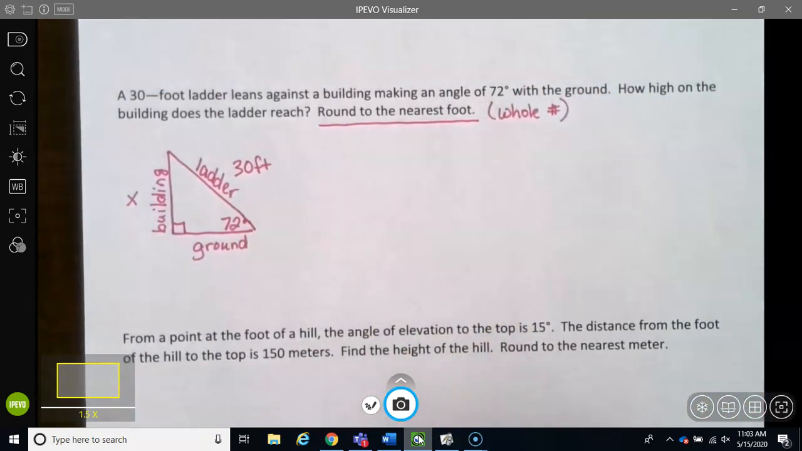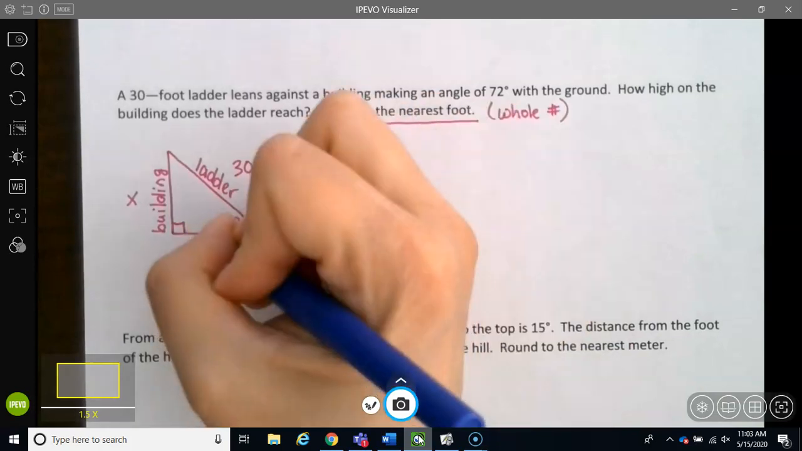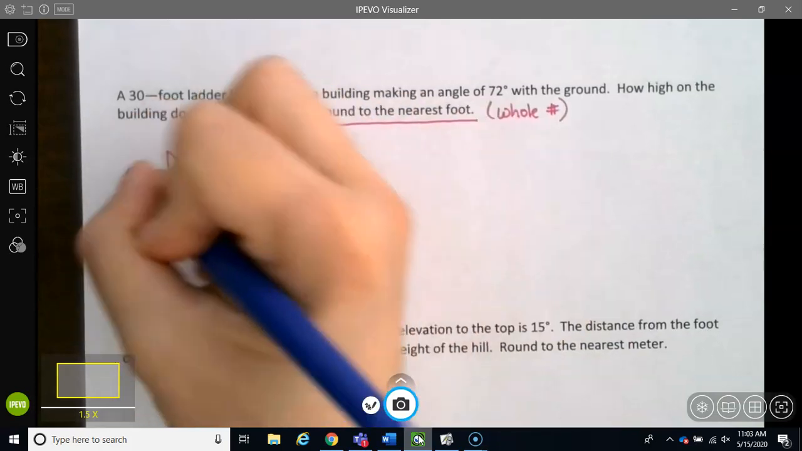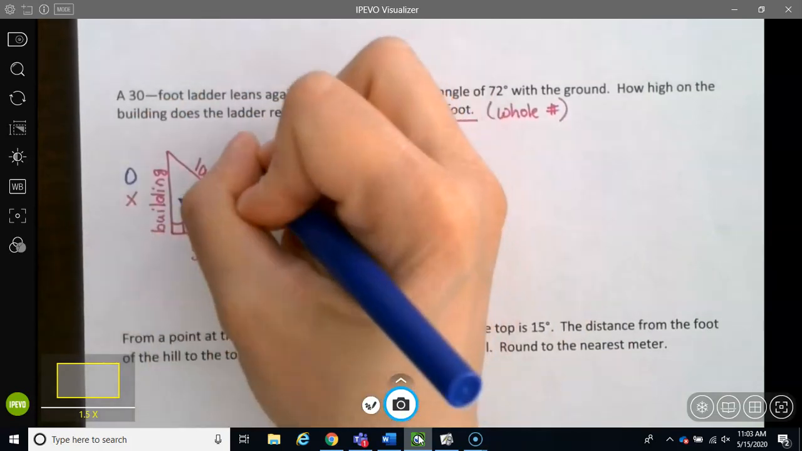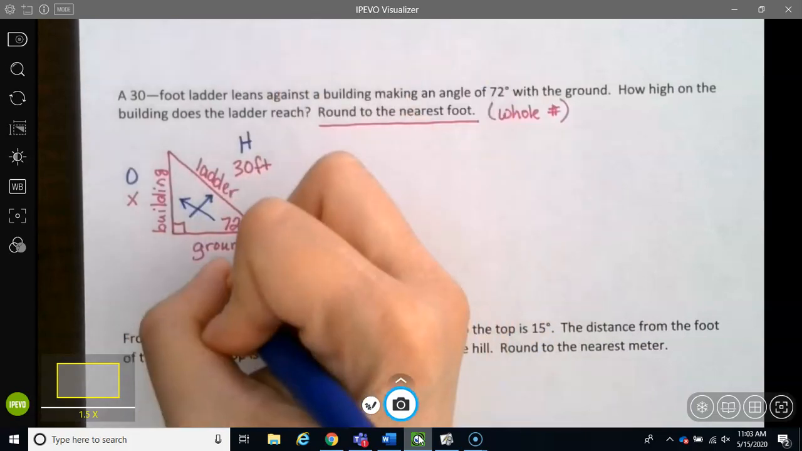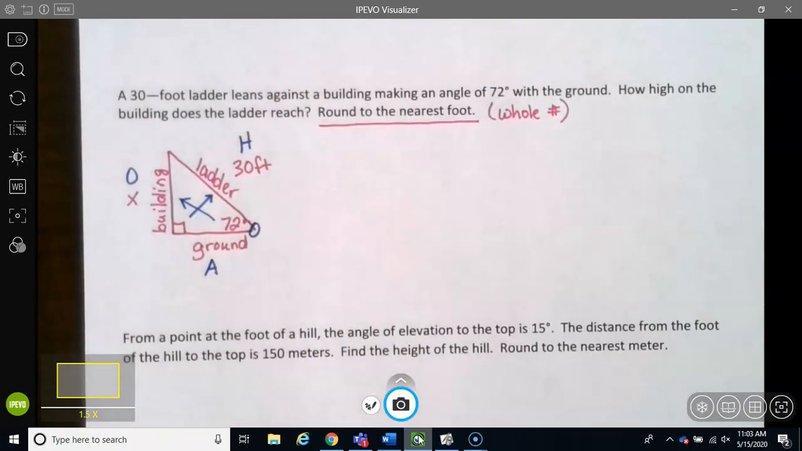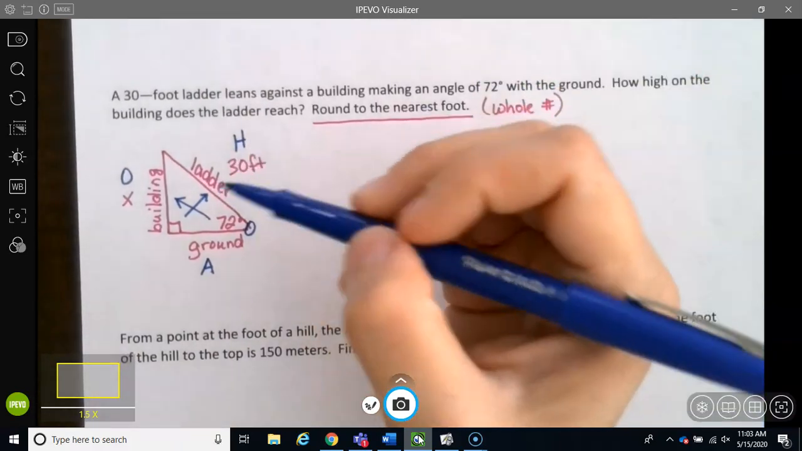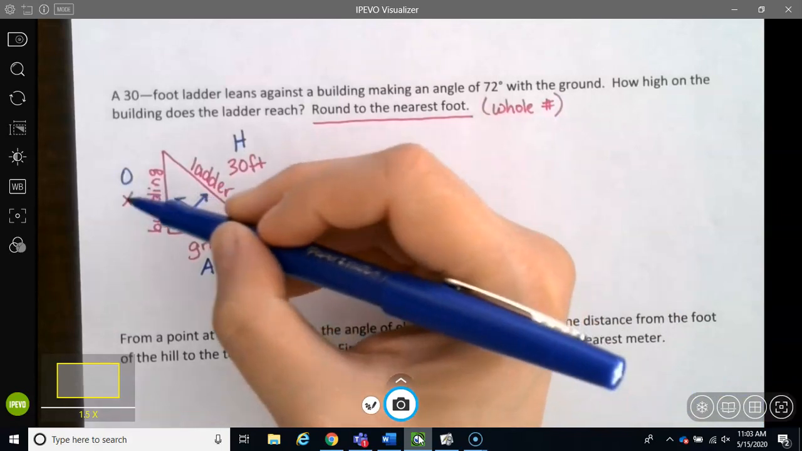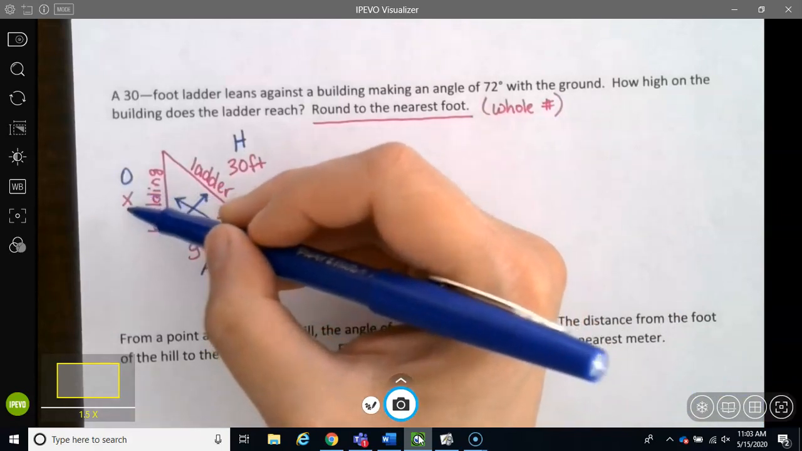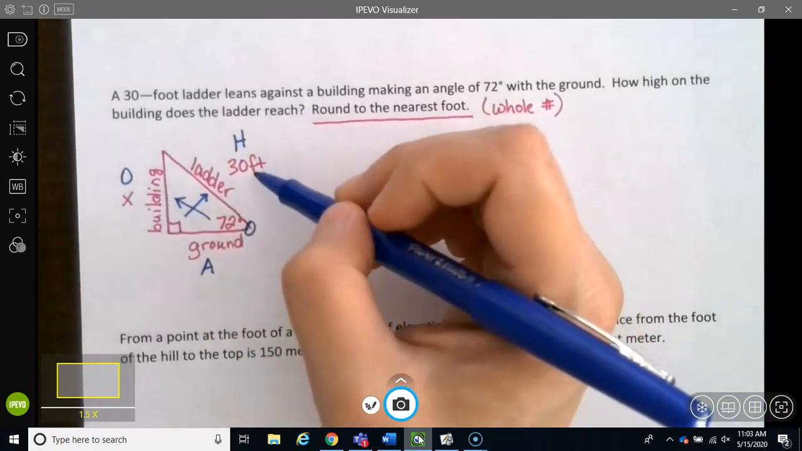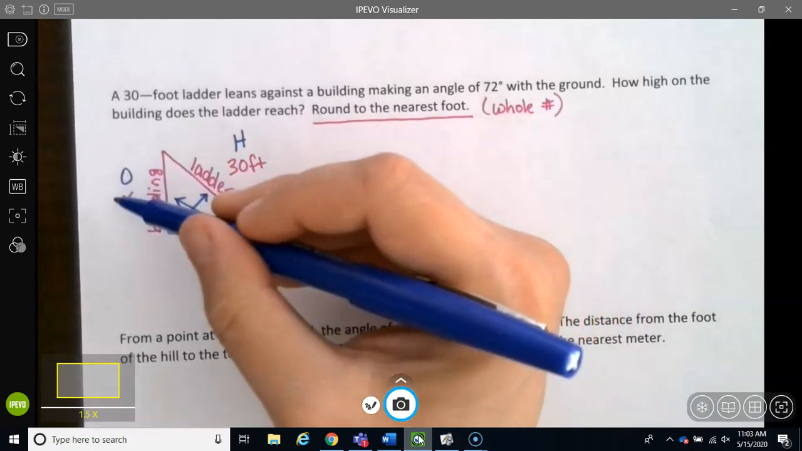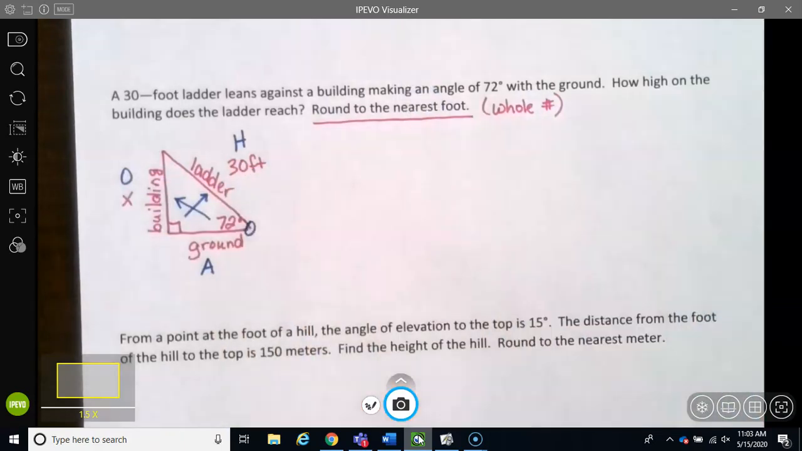Okay, so let's go ahead and work this out. We have our diagram. We have a reference angle. The 72 degrees is our reference angle. So across from that is our opposite side. Across from the 90-degree angle is our hypotenuse side. And then the ground is our adjacent side. So we need to set up a trig function where we use the side we are trying to find and the side that we already know the length of. So we'll be using opposite and hypotenuse.